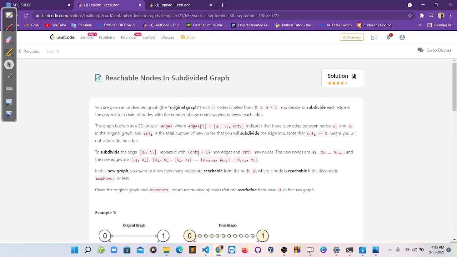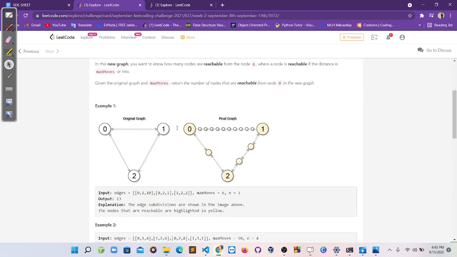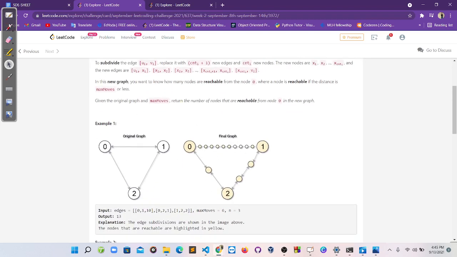Okay. So for the problem, there is a lot of description. Let me try to explain this problem with the help of this first test case. It is given in the problem that we have a graph, and the graph is actually a bidirectional weighted graph. What do you mean by a bidirectional weighted graph?